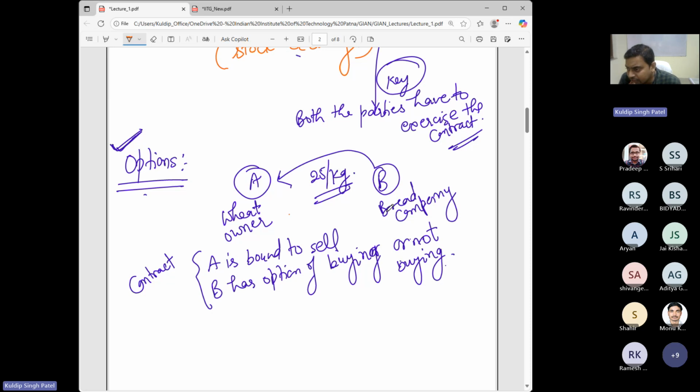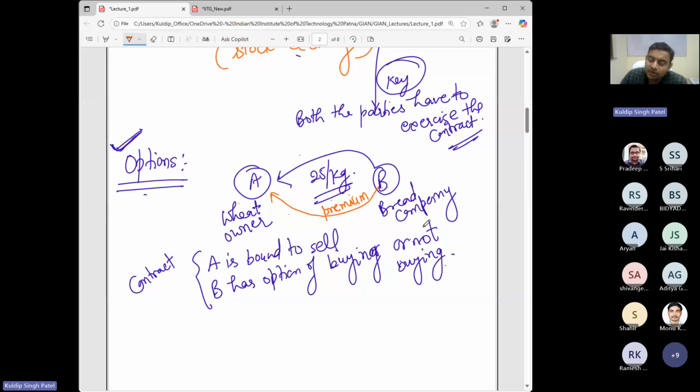Irrespective of what B does, A is getting some money. Yes, that's good. Now A will say it's okay, but B will pay a premium, or price. B will pay a premium to A for this kind of contract. So if B buys from A, then fine. If B does not buy from A, what will happen?